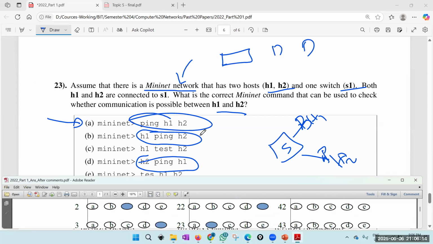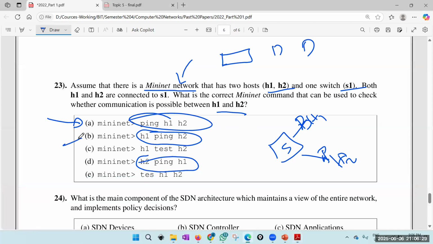That is a strange command, because according to the answer, it is H1 ping H2. Maybe that is how the command is structured. I thought commands usually have the command and then the parameters, but this looks like a strange command. H1 ping H2. Okay. But you can always double check with ChatGPT.